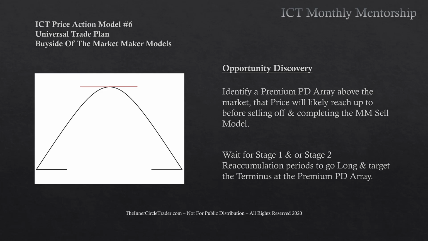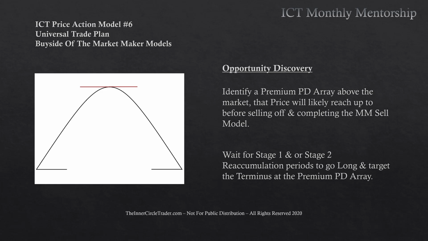In other words, think of it as we're in an oversold market, and we expect it to trade up to an overbought condition into a resistance level. Now, they are retail terms, but we look for things that are narratively driven, and we're going to look for stage 1 or stage 2 of reaccumulation to go long and target the terminus at the premium PD array.